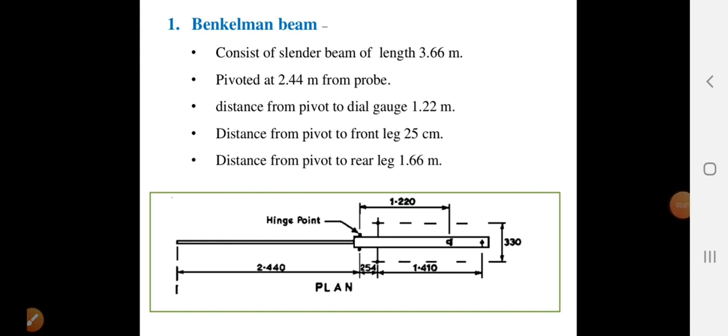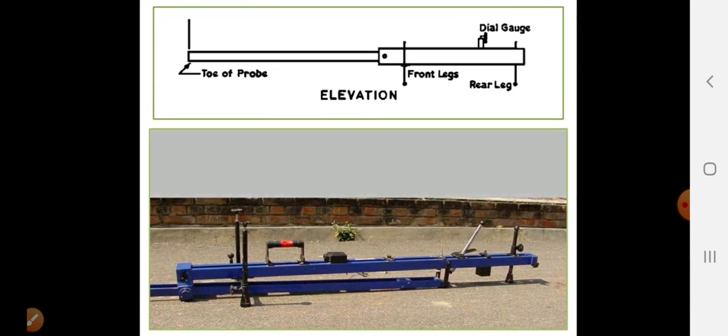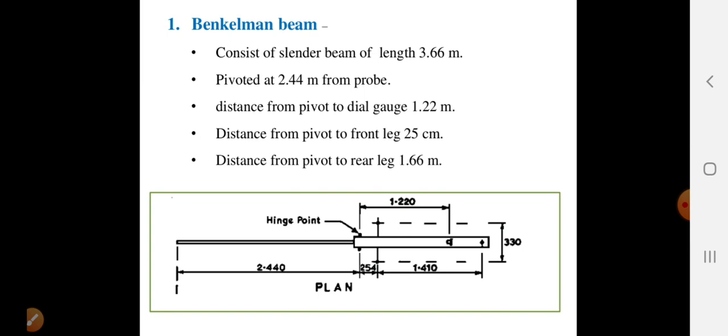So how does the Benkelman beam look? Exactly, we see the picture. This is how the beam looks. This is the toe, the front leg and the rear leg, and then we have the dial gauge here. It is around 3.66 meter long, consisting of a slender beam of length 3.66 meter, pivoted at 2.44 meter from the probe. This is where it is pivoted. The distance between the two pivots is 1.22 meter.